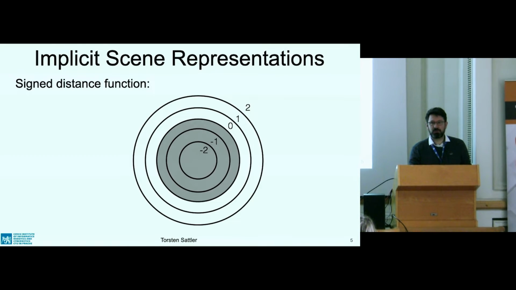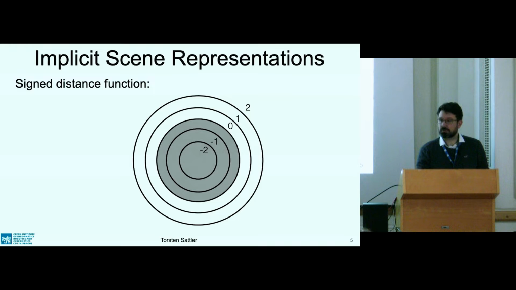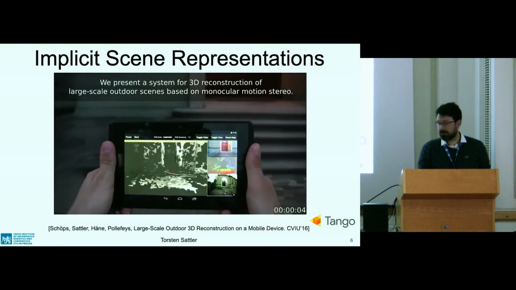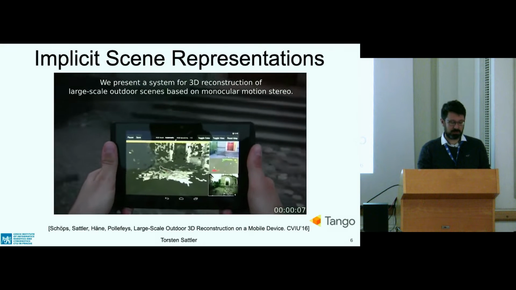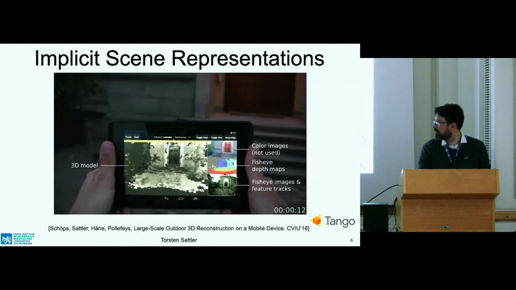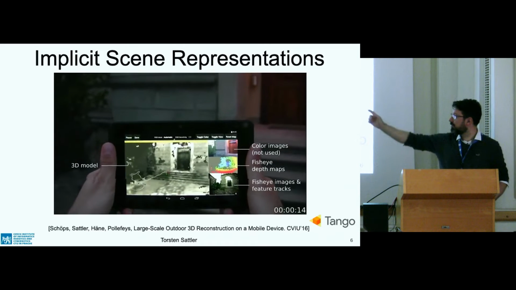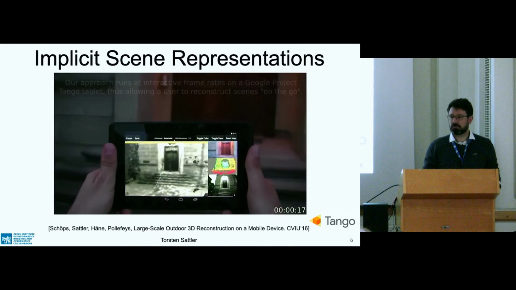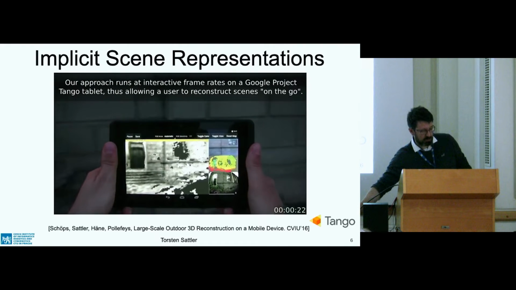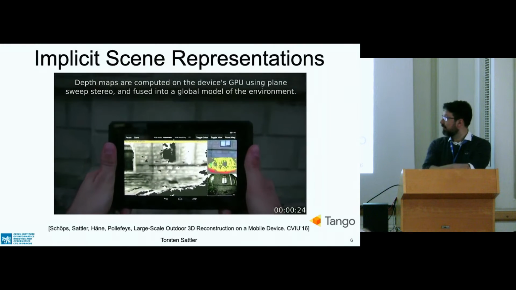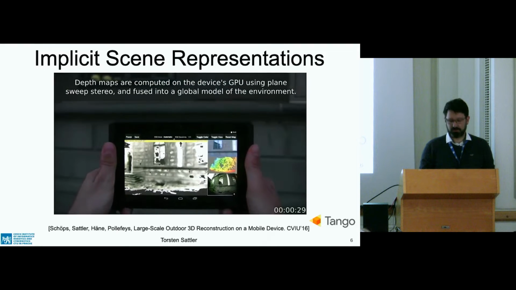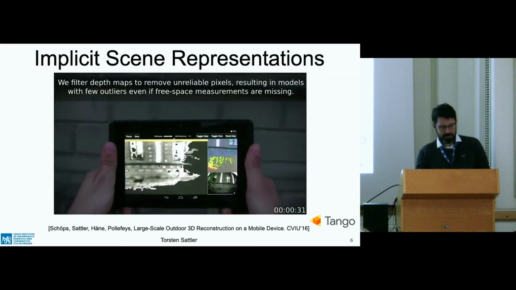And those things have been used for 3D reconstruction for some time. We did, a few years ago, live reconstruction using implicit scene representation, a signed distance function, on a mobile device, where you would actually use a fisheye camera to compute depth maps, and these would then be integrated into a signed distance function. And once you have the signed distance function, you can extract a mesh, which is rendered on the large part of the screen by essentially finding the zero crossing of the signed distance function.